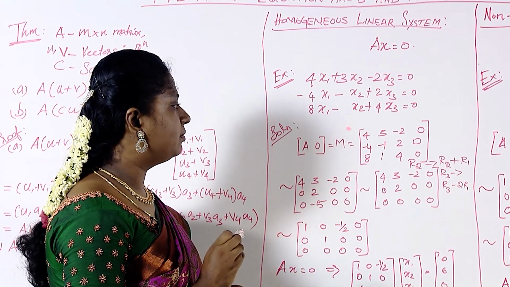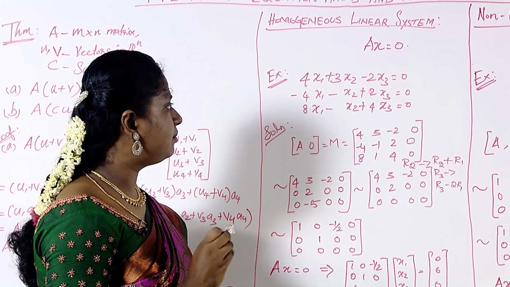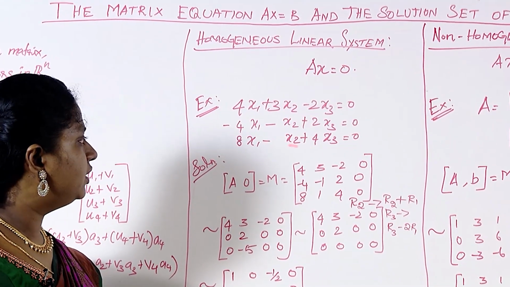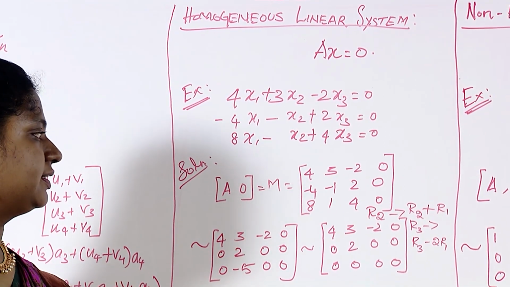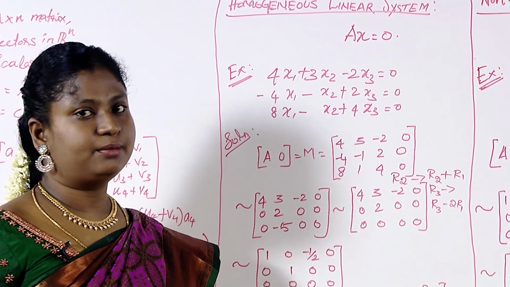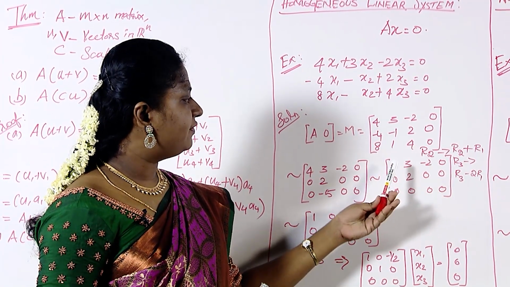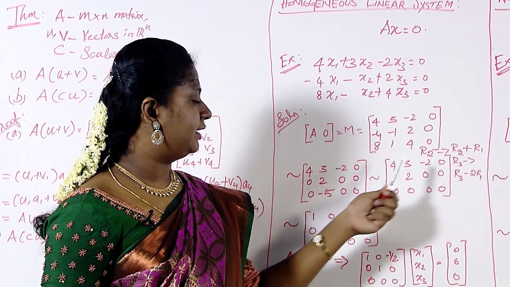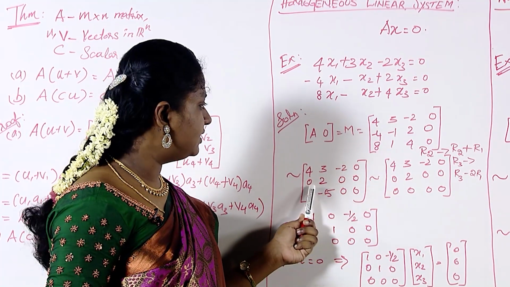This is the augmented matrix, and I have written all the coefficients: 4, 3, -2, 0; -4, -1, 2, 0; 8, 1, 4, 0. Now, I am going to try to bring it into echelon form by doing some row operations. This is the first operation I have done: I have changed R2 to R2 plus R1, that is, I have added R2 and R1 together.